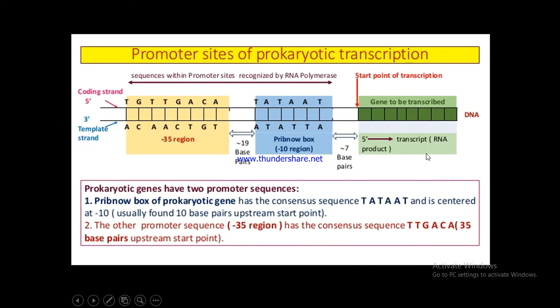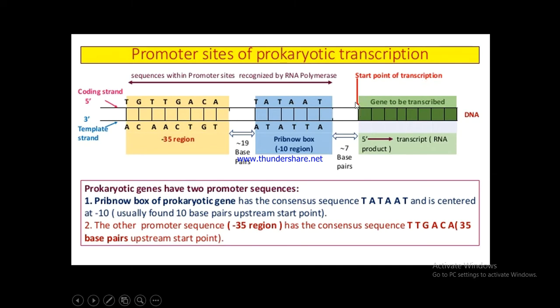Okay, so let's first understand what the promoter sequences are. There are different promoter sequences in prokaryotes and eukaryotes. In prokaryotes there are two major sequences. One is called the Pribnow box and another is called the -35 region. These are located in the upstream region. You can see there are two strands, the coding strand and the template strand. This is the transcription start site, or TSS.